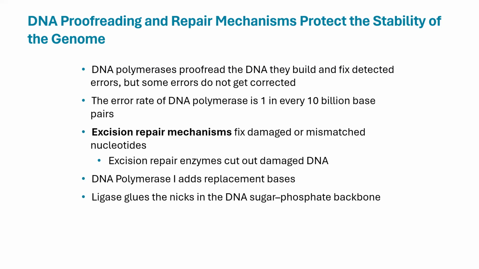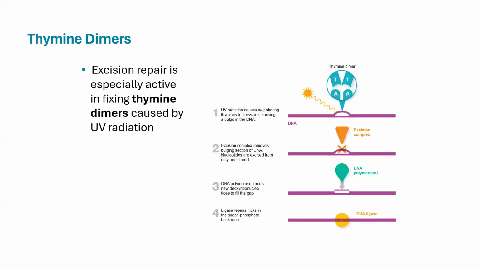Now, you can also get what's called excision repair. This is going to be another mechanism where you can fix damaged or mismatched nucleotides. Excision repair is going to cut out damaged DNA, and then it's going to replace that damaged DNA that's been cut out with DNA polymerase 1. And then, of course, DNA polymerase 1, when it adds in the new bases, is going to leave a single-stranded nick, and ligase is going to come in and glue the backbone back together by making that phosphodiester bond.